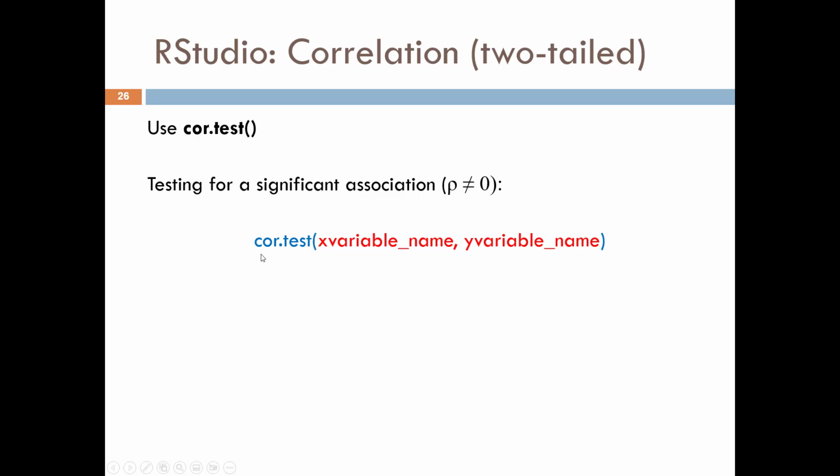And so you can do that by using cor.test, and then inside there, you tell it those two variables that you're trying to test the correlation for. The X variable, in general, would be your independent variable, if you're thinking about it that way. And then the Y variable name, which would be the name of your dependent variable, and then a comma in between to separate the two. And so that's what R needs in order to run this correlation. And so let's hop on over there and take a look at how this works.